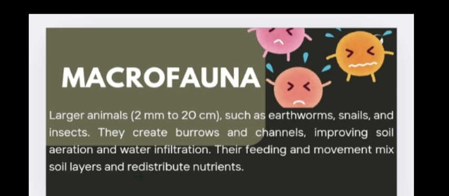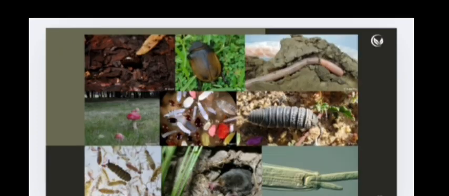The fourth one is the macrofauna. It is larger animals, such as earthworms, snails, and insects. They create burrows and channels, improving soil aeration and water infiltration. Their feeding and movement mix soil layers and redistribute nutrients. Here is the sample photo of macrofauna.